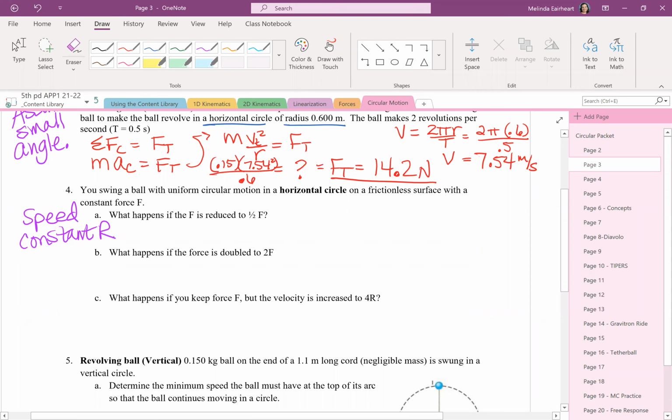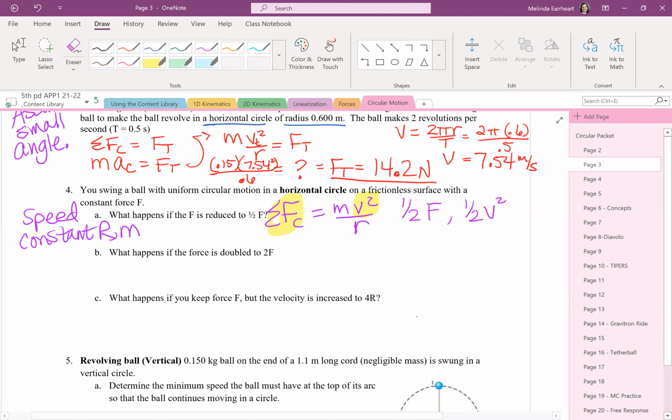Okay, so the same picture as before, horizontal circle. Now we have a force that's changing. So I'm going to write this. If mass and radius are constant, I need to assume that. If my force is reduced to 1/2, notice force is proportional not just to v, but v squared, right? And so to answer this question, I would say half the force means that I would have half v squared, if m and r stay the same, factor of 1.